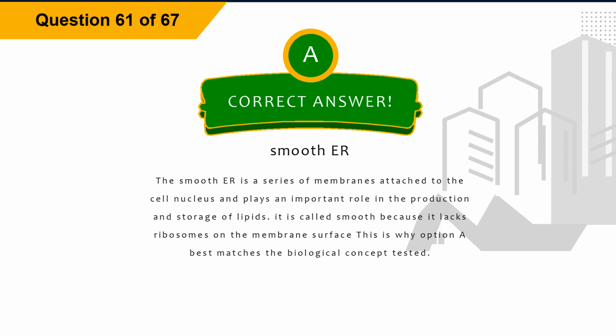Explanation. The smooth ER is a series of membranes attached to the cell nucleus and plays an important role in the production and storage of lipids. It is called smooth because it lacks ribosomes on the membrane surface. This is why option A best matches the biological concept tested.